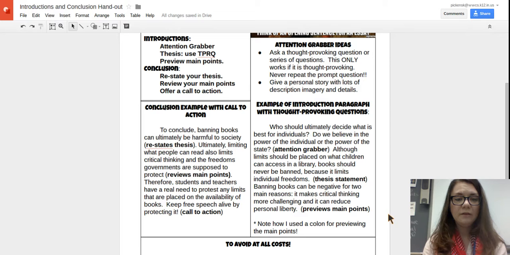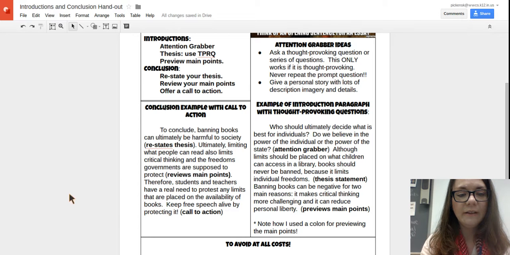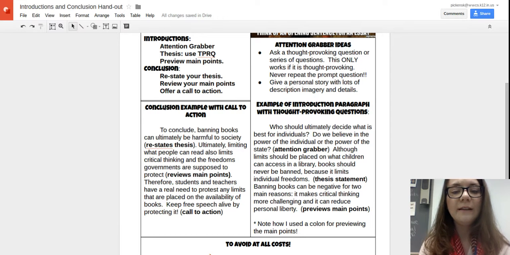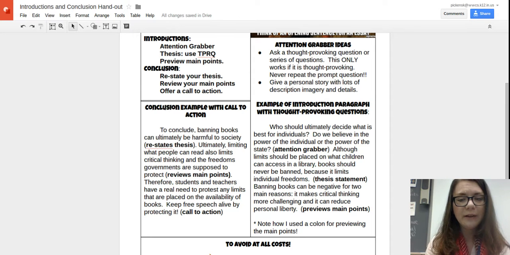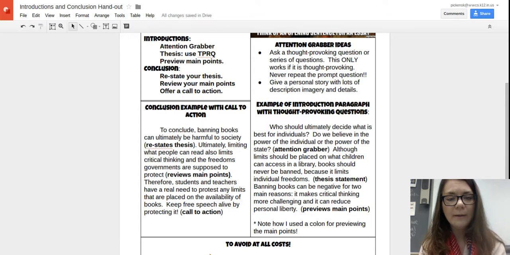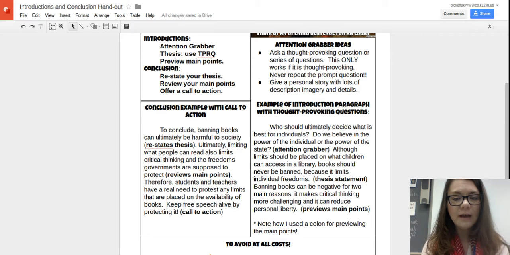So, to conclude, and I'm reading from here on the left, to conclude, banning books can ultimately be harmful to society. Okay, that's my main thesis. And notice it's similar here to, books should never be banned. I'm just saying that in a different way. Ultimately, limiting what people can read also limits critical thinking and the freedoms governments are supposed to protect. Again, I'm reviewing my main points, but putting them in slightly different words, okay? I'm talking about critical thinking again, and reducing personal liberty, but just saying that in a different way. So that reviews my main points.